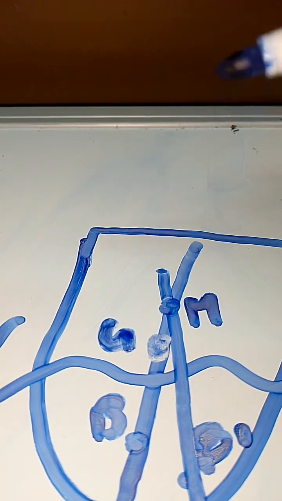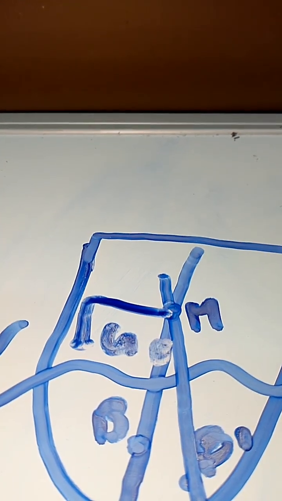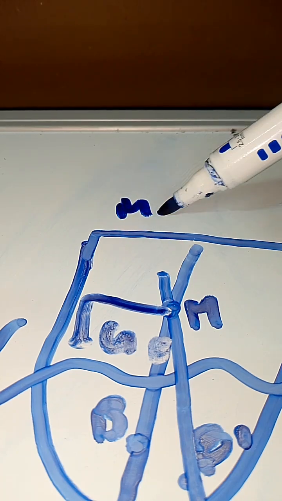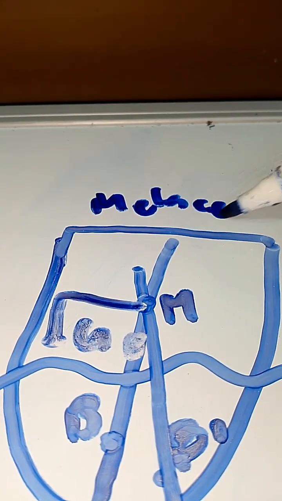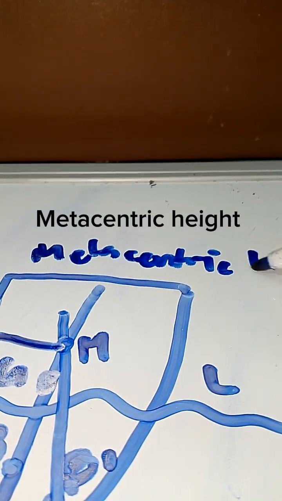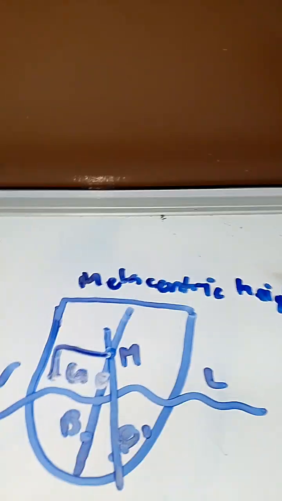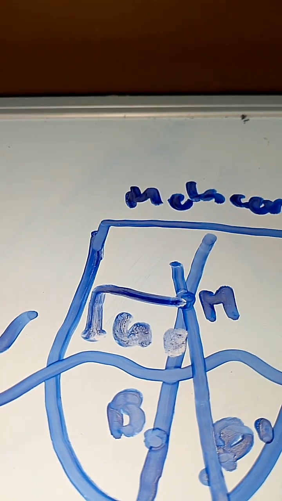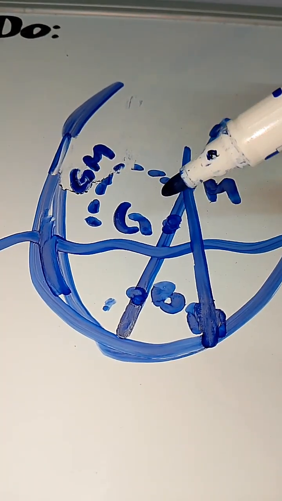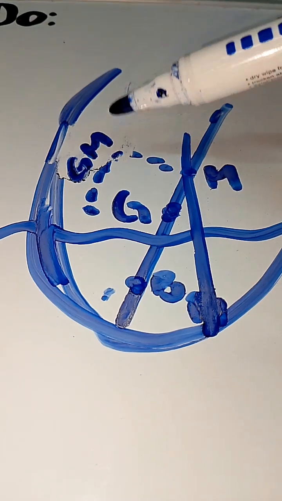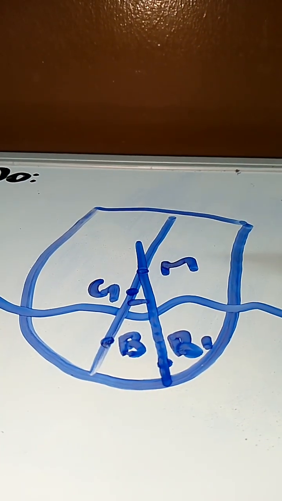then we can get the metacentric height, which is the distance from the center of gravity to the metacenter, the vertical distance from here to here. This is the metacentric height. The metacentric height is denoted as GM. Why is metacentric height important?